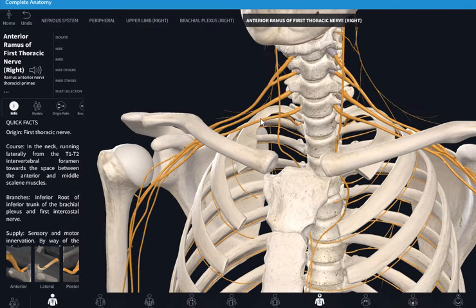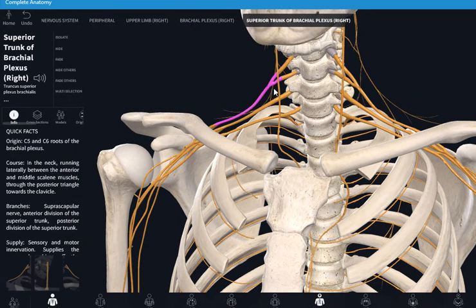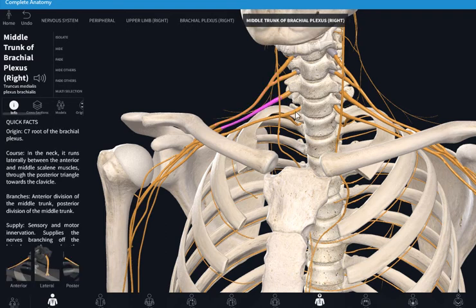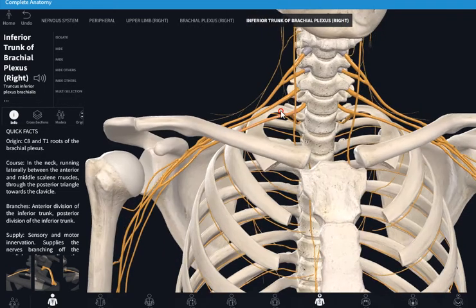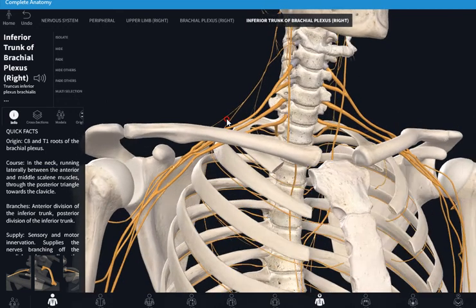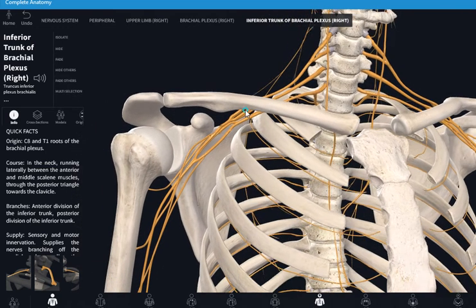These are the different trunks which are involved. You have the superior trunk here, which comes from C5 and C6. You have the middle trunk here coming from C7, and we have the inferior trunk coming from C8 and T1. All of them are going to combine to give the next one, which is the divisions.